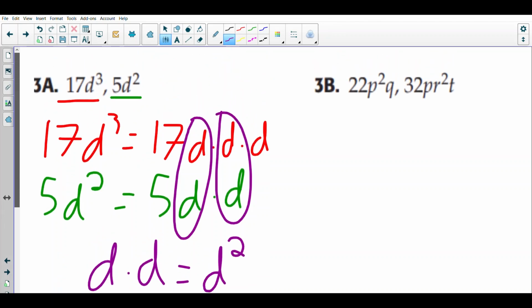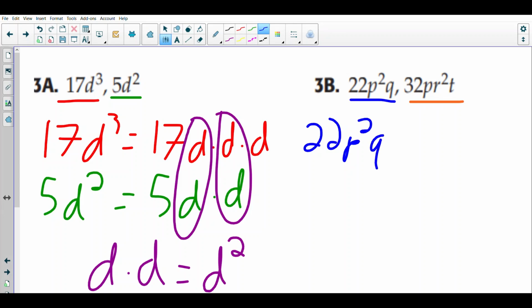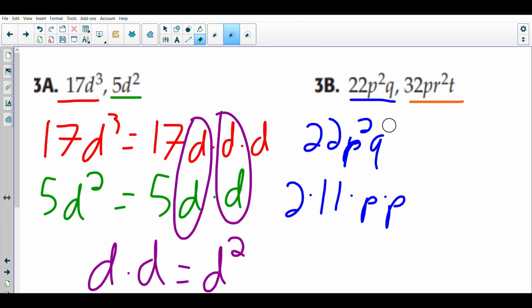All right, let's do another one. So once again, we're going to do blue and orange. So 22p squared q. 22 can be broken into 2 times 11, and then p squared is just p times p, and then q is just q.